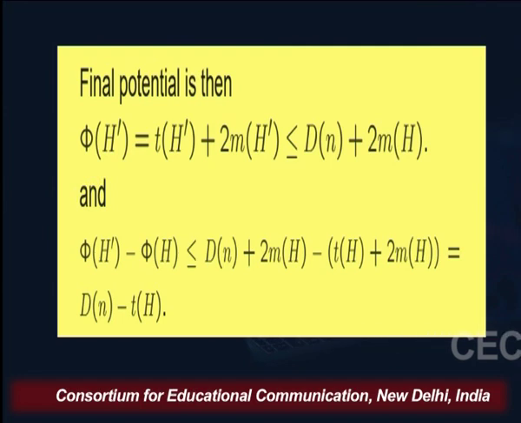So, phi of h dash minus phi of h is actually less than or equal to d of n plus d of n minus T of h. So, this is going to be our final potential.